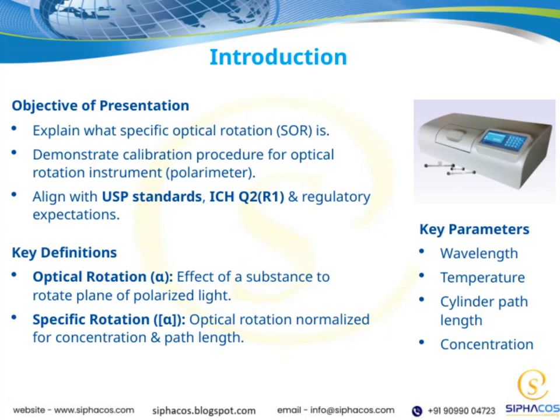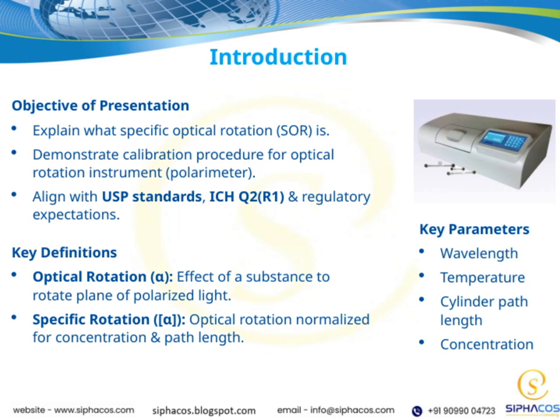Let's start by looking at some key parameters that influence optical rotation measurements. These include wavelength, temperature, the cylinder path length, and concentration. Each of these factors plays a critical role in ensuring accurate and reproducible results. Wavelength refers to the specific light used in the measurement, and selecting the correct wavelength is essential because optical rotation is wavelength dependent. Temperature is another vital parameter. Even small changes can affect the rotation angle, so maintaining a stable temperature is crucial for consistency.